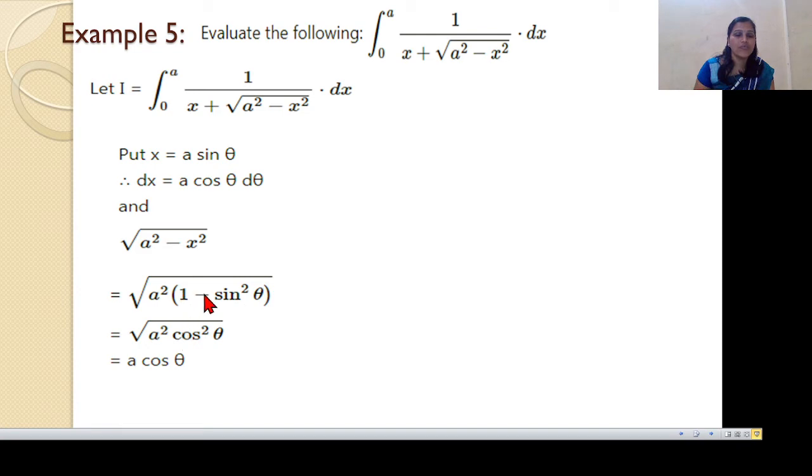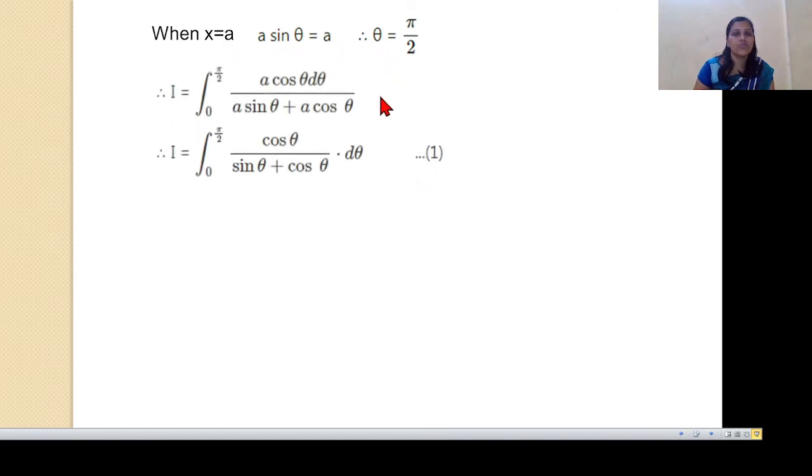So in the next step, 1 minus sin square theta gets replaced by cos square theta, and after taking the square root of this term, we get a cos theta instead of the square root of a square minus x square. Now we will see what about its limits. Its limits also get changed by the substitution. So when x is equal to 0, we get theta is equal to 0, and when x is equal to a, we get theta is equal to pi by 2.